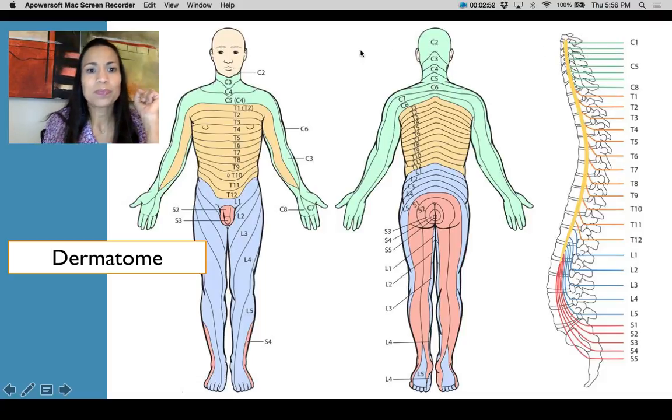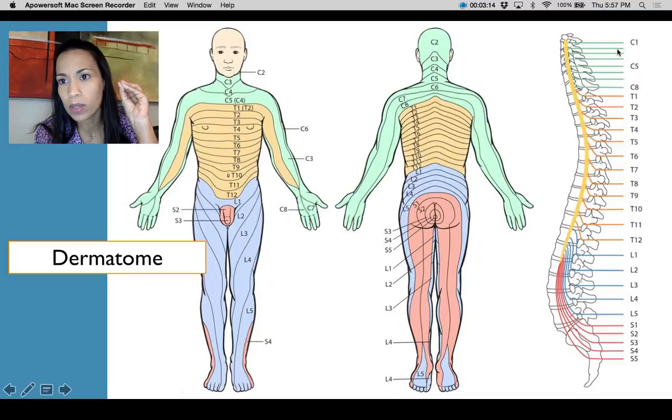For example, in here I can see C3, this dermatome, which means segment, this piece of skin. I'm just talking about skin, no muscles, nothing, just skin. The sensations are innervated by the cutaneous branch of C3, of this segment, okay? So what is this used for?